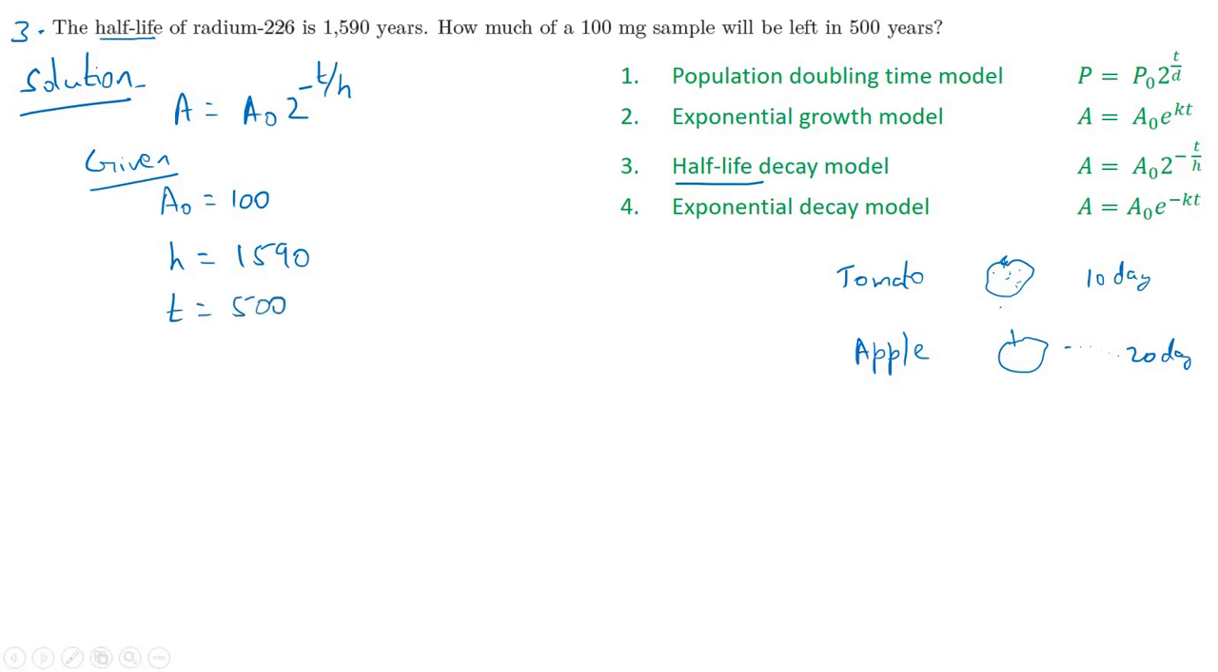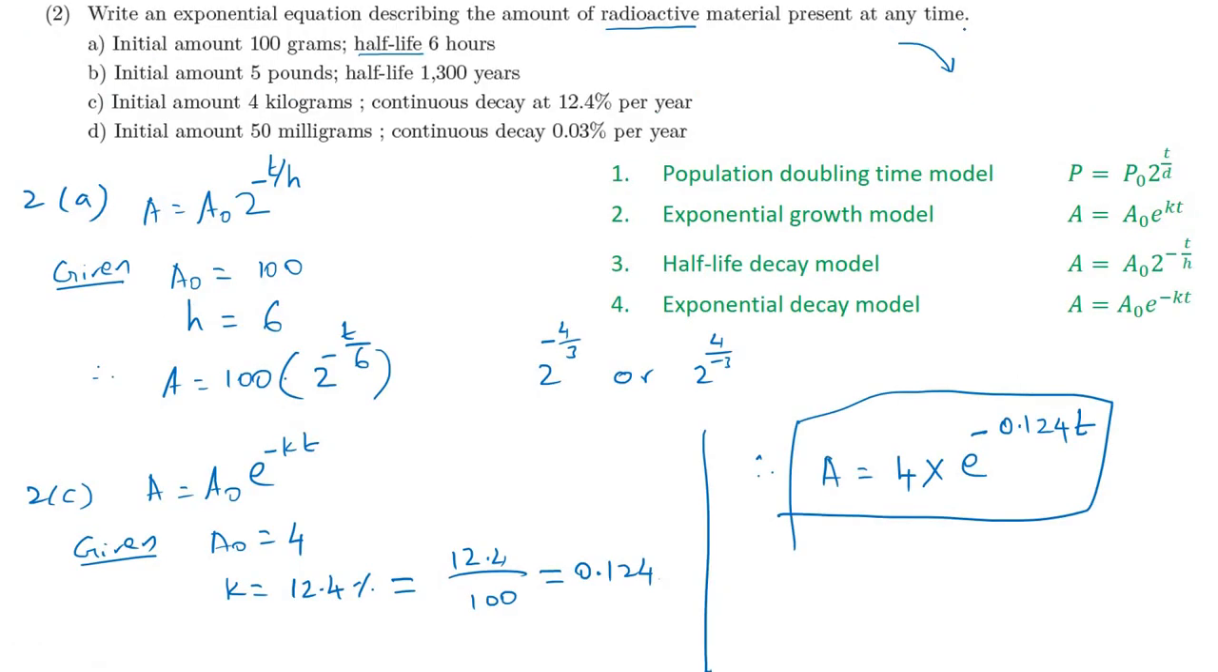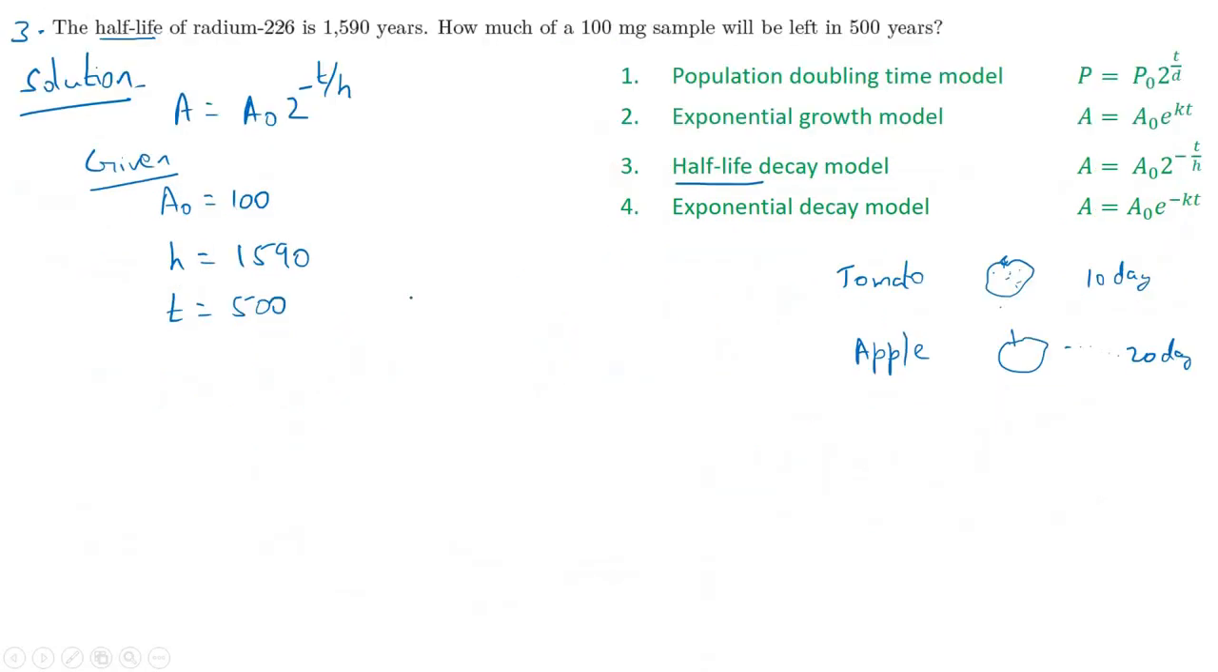See, in the previous problems it was at any time, but here the time is given as 500 years. Mostly we will give H in years, so T also in years. If this is days, then this is also days. If these two are different, you cannot directly substitute. But we will never give you that. If H is in years, T is also years.